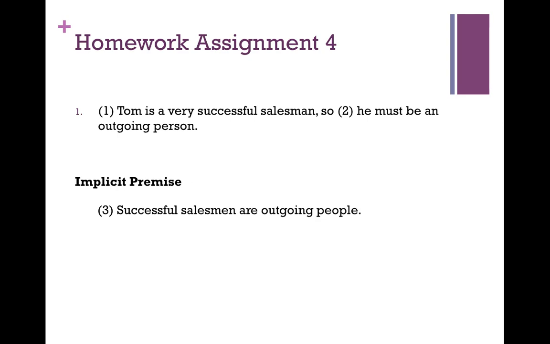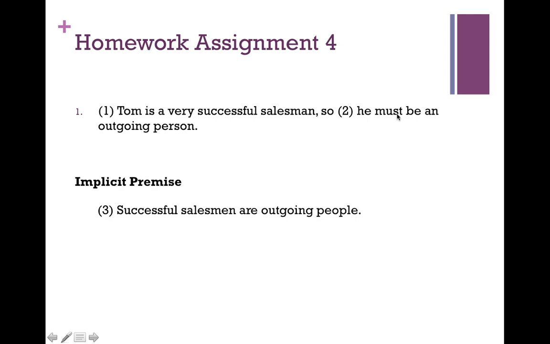If I ever ask you to put an argument into premise conclusion form, the numbering will matter, because we'll want to arrange things from top to bottom, with the conclusion at the bottom. Like, the highest number will be the conclusion. But when we're just going through and diagramming something like this, the numbers don't really matter so much. Truthfully, I could have numbered this first proposition, Tom is a very successful salesman, I could have numbered that 49.